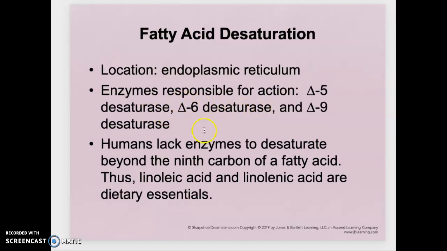So you'll notice in your book, we don't have an enzyme that helps us to desaturate beyond this 9th delta carbon. And that is important because if we were able to, then the fatty acids that have double bonds beyond that delta 9 carbon, we wouldn't have to consume them in our diet, right? We would be able to elongate and desaturate ourselves in adequate amounts. But that's not the case. So that means that we have to consume this linoleic acid and linolenic acid in our diet, and those are our essential fatty acids.